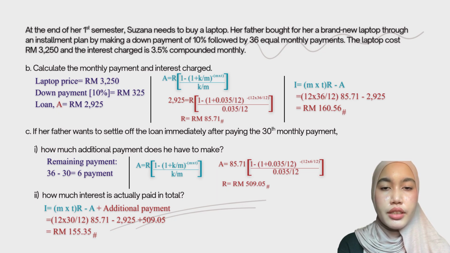For question C2, the reason we include the additional payment in the interest formula is that it is the final money paid to the bank to fully clear the debt. The total interest is simply the total money paid for the laptop minus the original price. So that's why we have to add it to the formula.